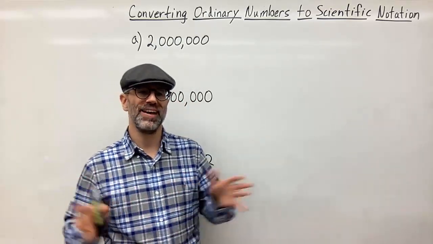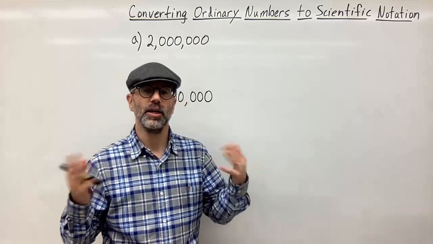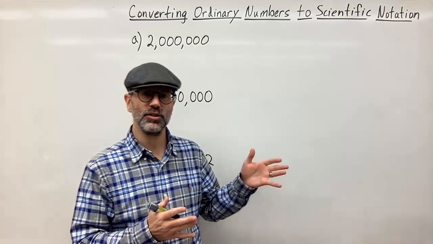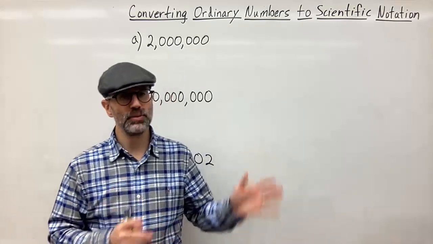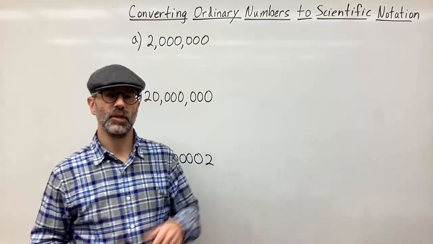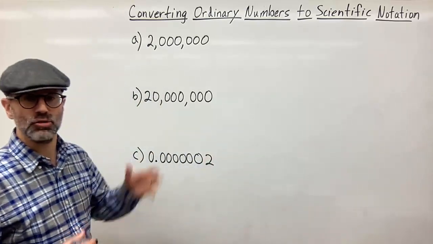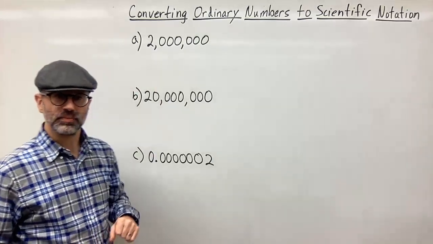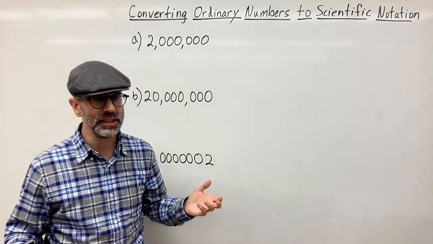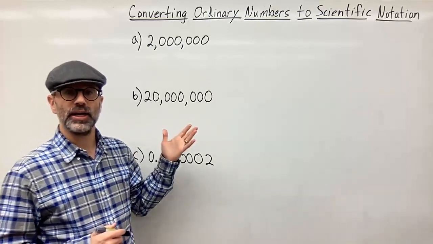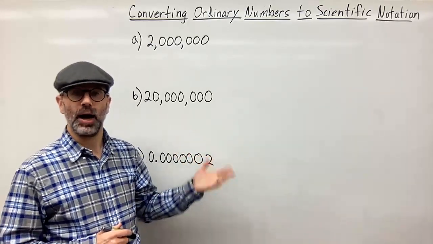So that's what I want you to think about. So don't think about left and right. Think about large and small. Do you have a large number that you're converting into scientific notation, or do you have a small number converting into scientific notation? Okay, so let's go ahead and do a couple of examples. So here I have 2 million. 2 million is obviously a large number. So my exponent on the 10 is going to be positive.